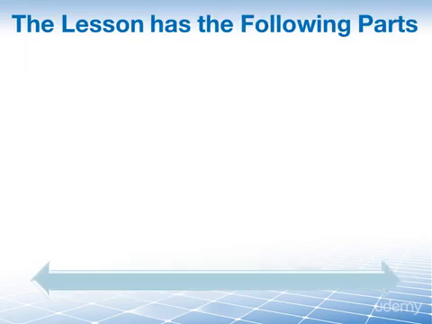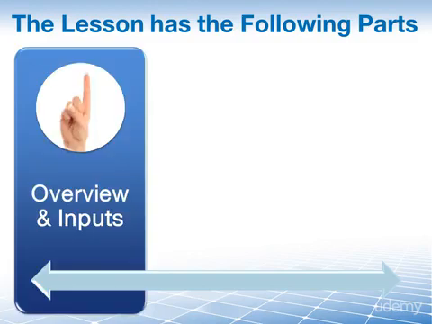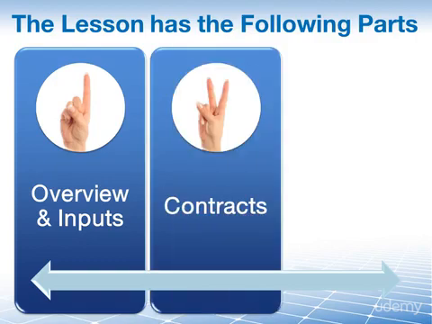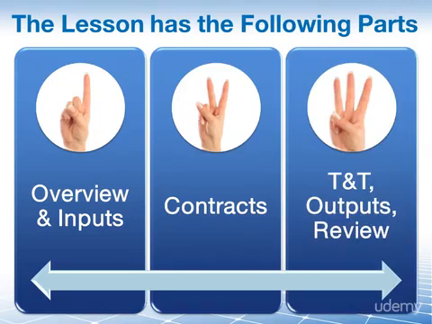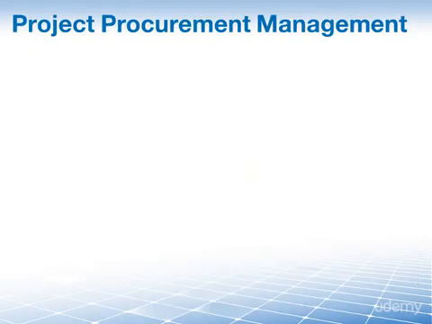This lesson comes to you in 3 parts. Here in part 1, we'll give you a general overview of the processes and describe the inputs. Then in part 2, we're going to take a closer look at contracts. And finally in part 3, we'll discuss tools, techniques, outputs of the process, and I'll also review the major points of our overall lesson. Let's start with the knowledge area.